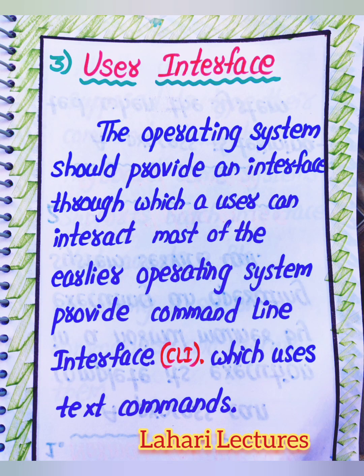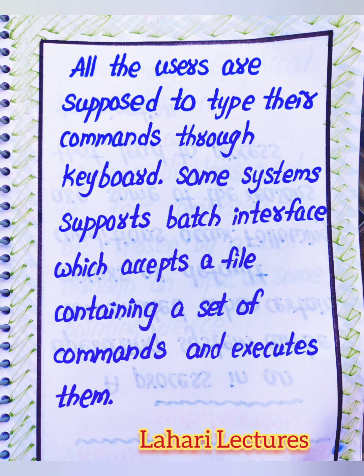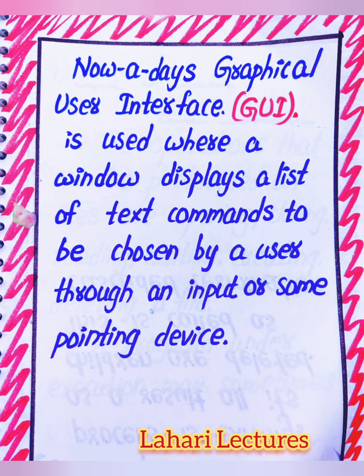Third one, user interface. The operating system should provide an interface through which a user can interact. Most of the earlier operating systems provide command line interface, CLI, which uses text commands. All the users are supposed to type their commands through keyboard. Some systems support batch interface, which accepts a file containing a set of commands and executes them.